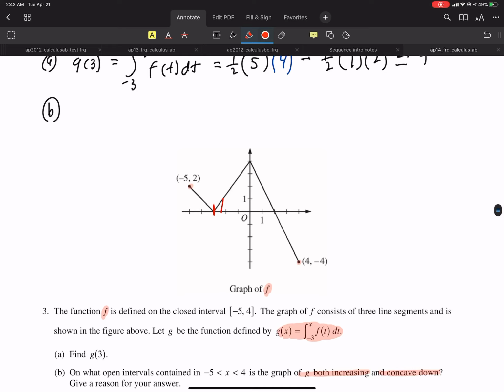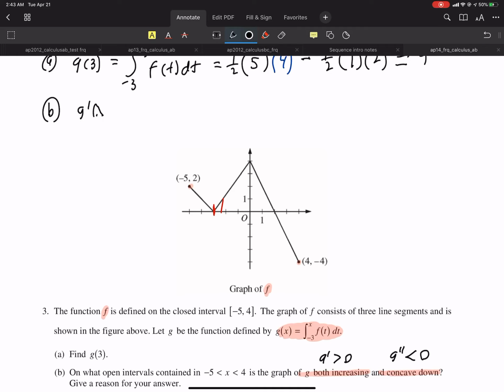So in your brain, the thought process, G is increasing when G prime is positive, and G is concave down when G double prime is negative. So that's what we're looking for. So therefore, we need G prime and G double prime. So we need to show that.